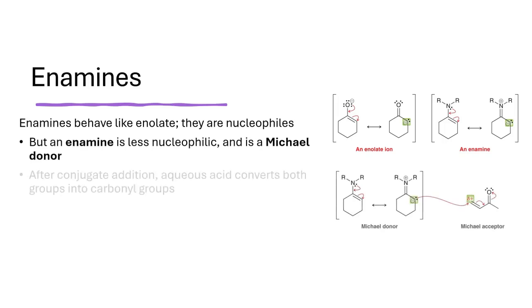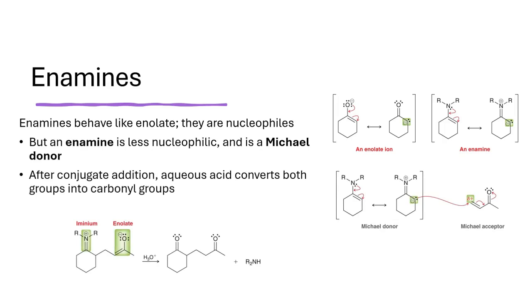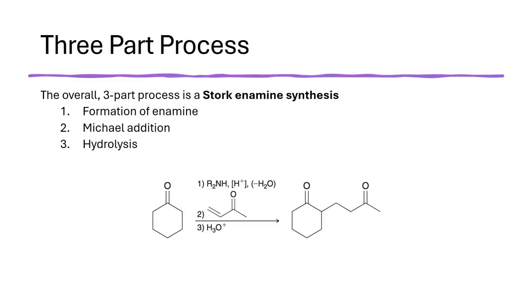This is a 3-part process. The overall 3-part process is called a Stork-enamine synthesis. In the first step, the formation of the enamine. Step 2, Michael addition, followed by hydrolysis.